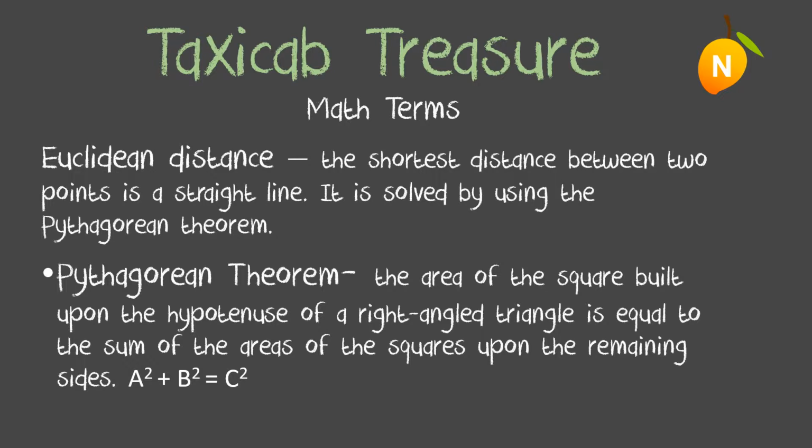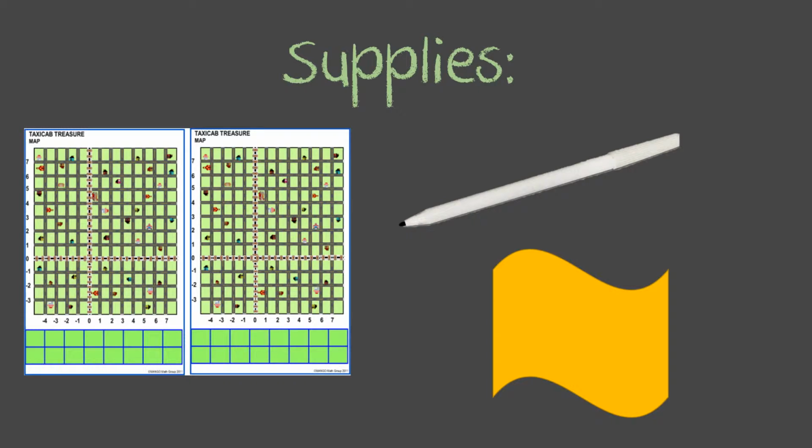And if you want reference on how to solve for Pythagorean theorem, please look at Pythagorean baseball. The supplies that are provided in the pouch along with your information sheet and directions will be 2 laminated Taxicab Treasure maps, a dry erase marker, and an eraser.